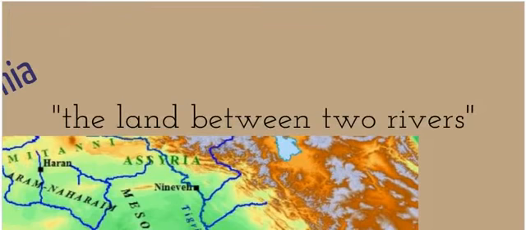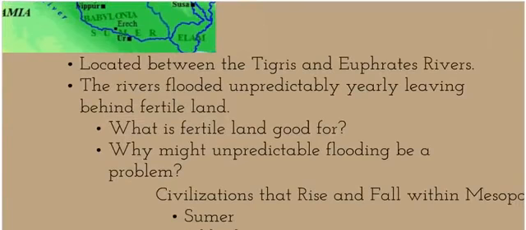As you can see, Mesopotamia means the land between two rivers. So Mesopotamia is located between the Tigris and the Euphrates rivers. These rivers flooded unpredictably. And the key with these rivers flooding unpredictably is that the people did not know when it was going to happen. There was not a set time of the year that this would happen. So the people planted their crops, then the rivers would flood, and that would destroy their crops, and they would lose their food for the year.